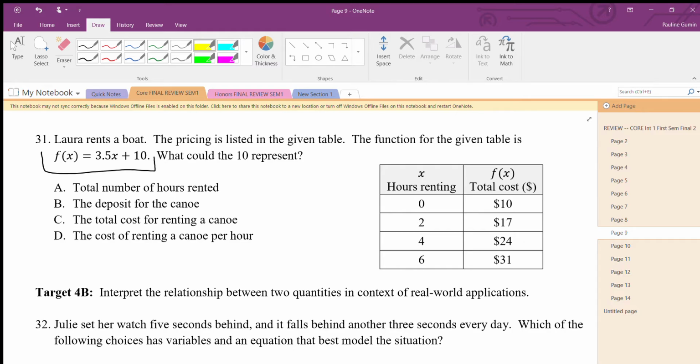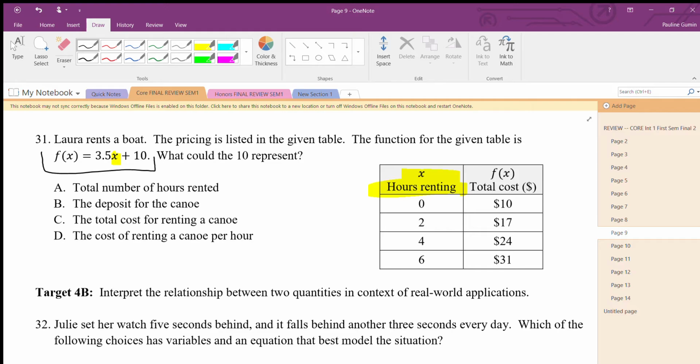Now also notice the X in the table represents hours renting. So 10 is definitely not the hours because it doesn't change. You don't have a fixed amount of hours. Okay? Fixed means it doesn't change. So if 3.5 is multiplied by the hours you're renting, 10 has to be that cost you had to put down in the first place to rent that canoe.